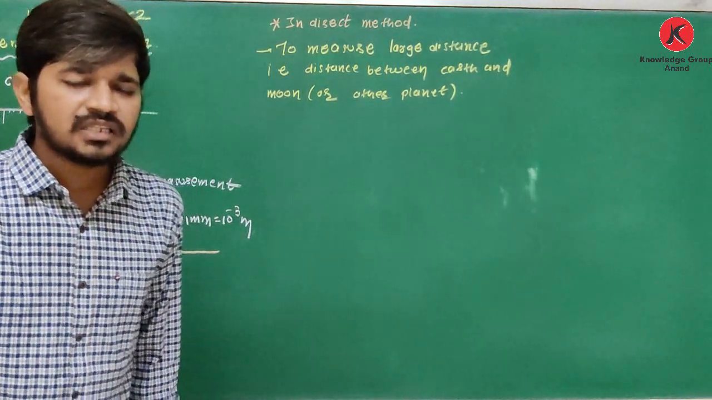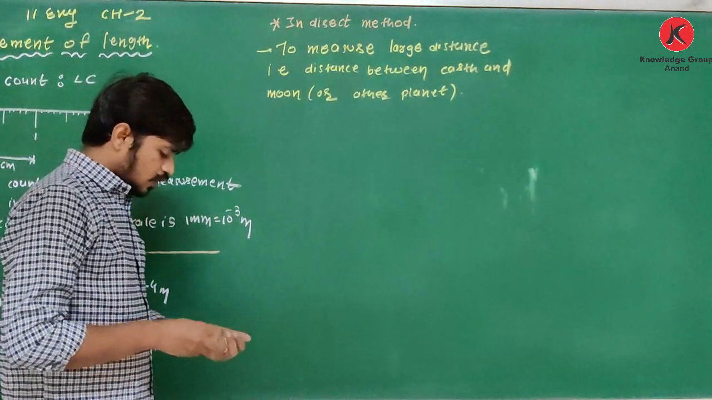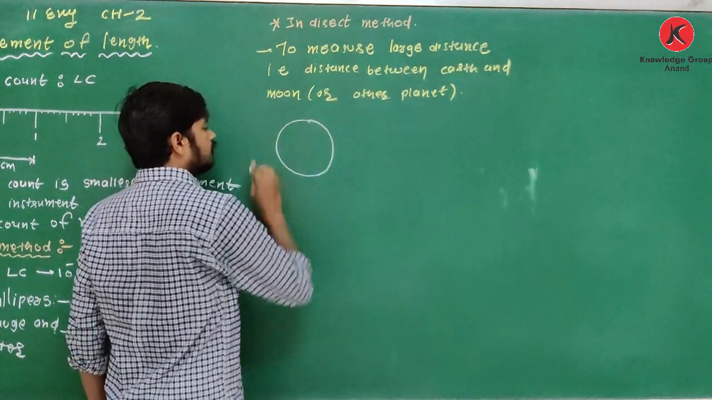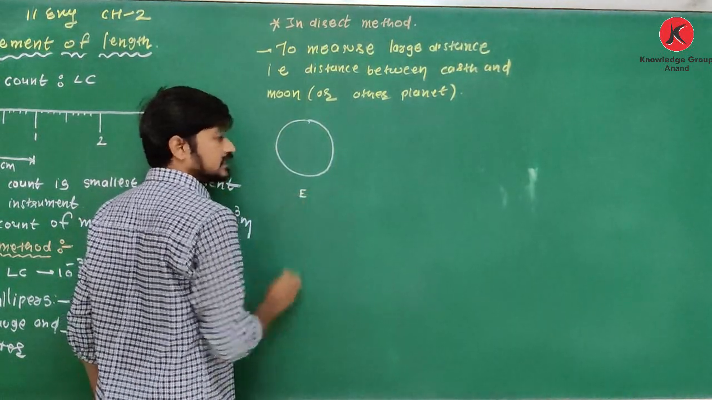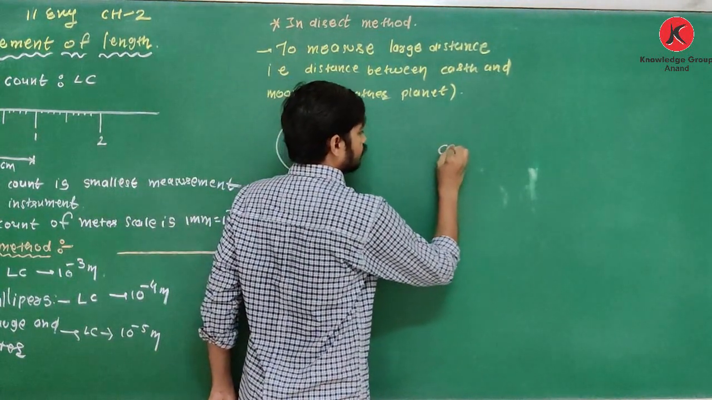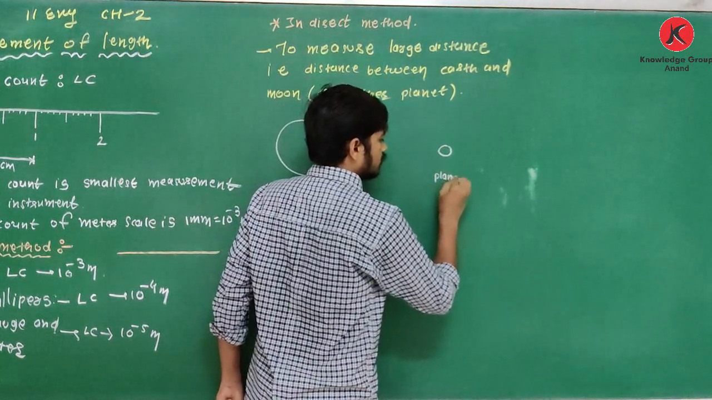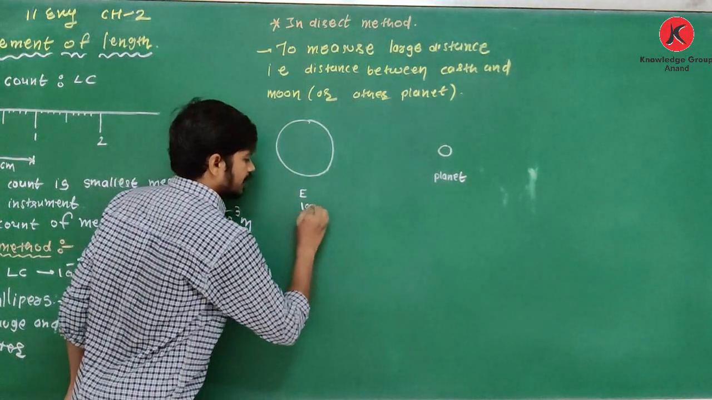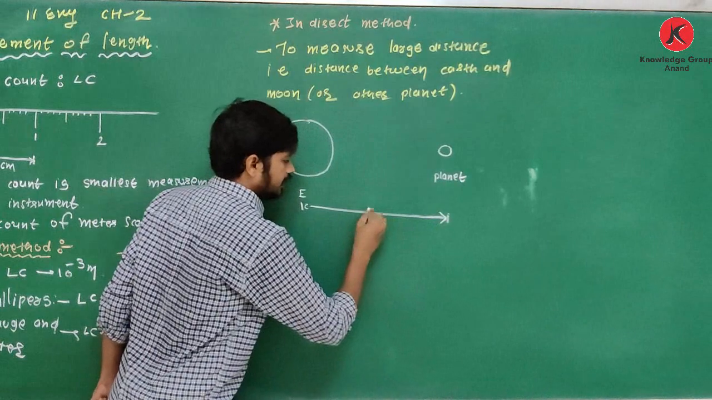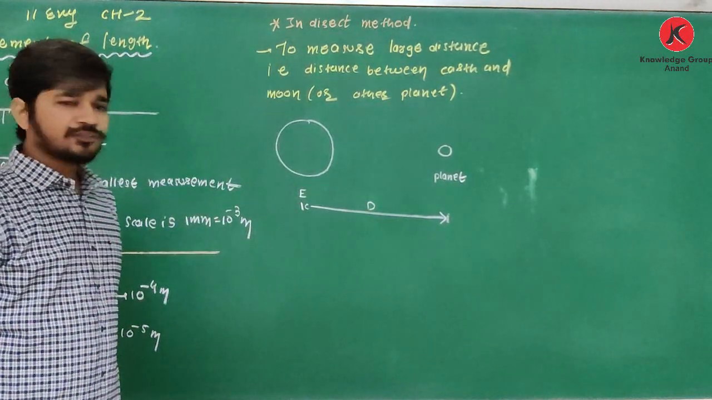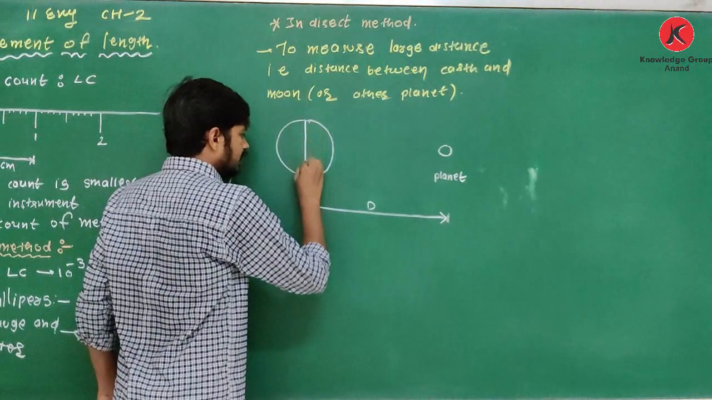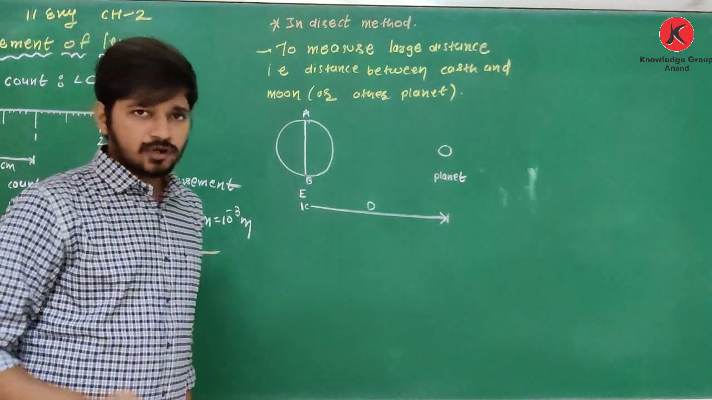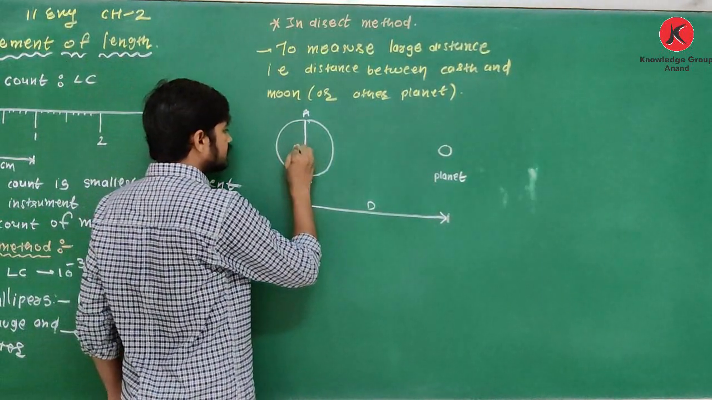See, take care about this method. It is an easy method. What to do? Suppose this is Earth, and let here it is Moon or another planet. The distance between them is capital D. Its diameter is AB. A for alpha, B for beta, it is diameter AB.